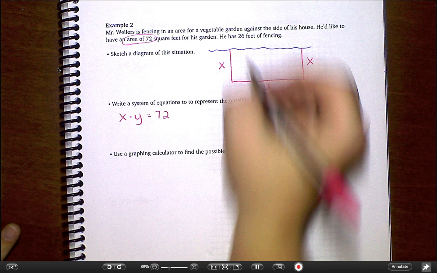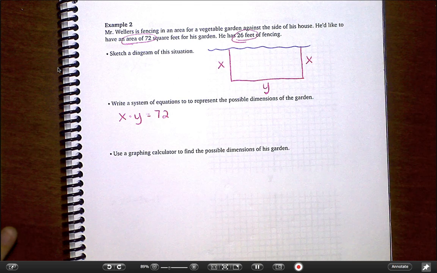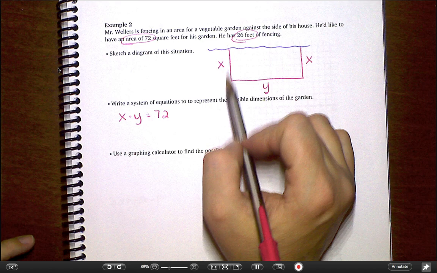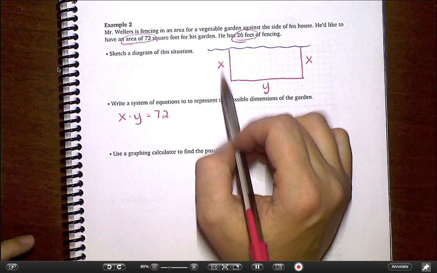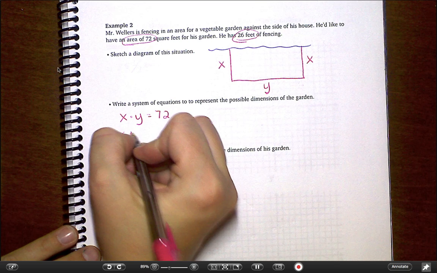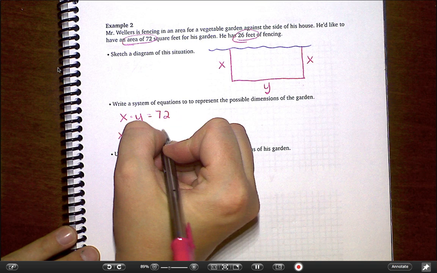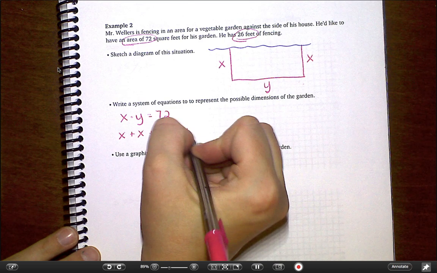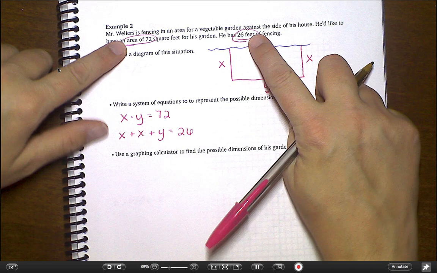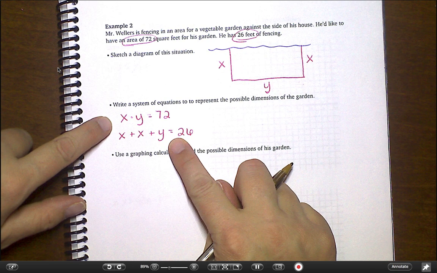And then I have 26 total feet of fencing. That's kind of getting at perimeter there. So that means when I add all of these things together, it needs to equal 26. So 2x plus y has to equal 26. Okay? So take a second, just think back through that. Make sure that makes sense, where I got these two things from and how they became these equations.